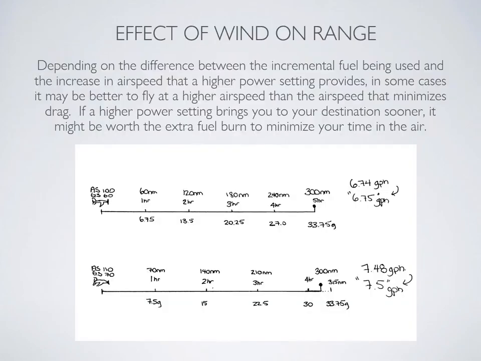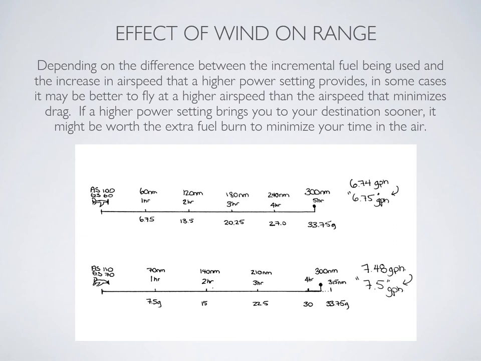In the example shown below, if you're fighting a headwind of 40 knots and your destination is 300 nautical miles away, you actually get better range out of your aircraft if you select a higher airspeed despite the extra fuel burn, because you'll reach your destination sooner and actually have fuel to spare. So in the example below, the airspeed on the bottom is only 10 knots faster, and the fuel burn is 7.5 gallons instead of 6.75 gallons, but you actually get better range out of increasing your airspeed by 10 knots.